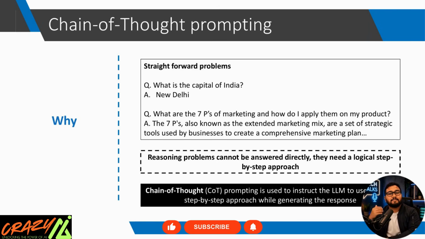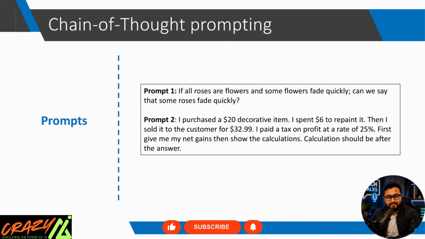Transition. Let's look at some example prompts. Here we see two examples. The first is a logical reasoning question involving flowers and roses. The second involves calculating profit, taxes, and net gains. Both problems require intermediate reasoning steps. Without structured thinking, the model may make mistakes. Chain of thought prompting helps the AI systematically solve these problems before producing a final answer.